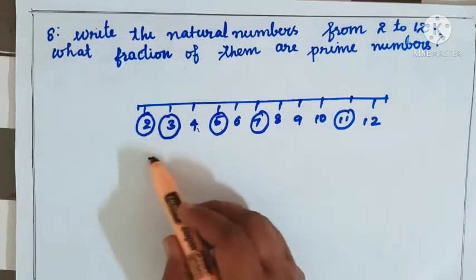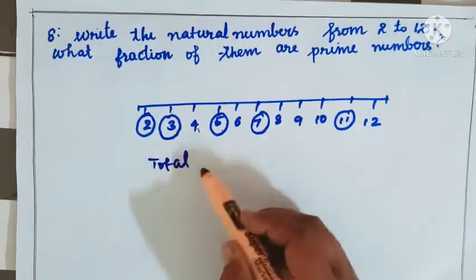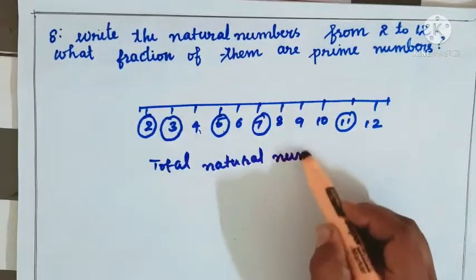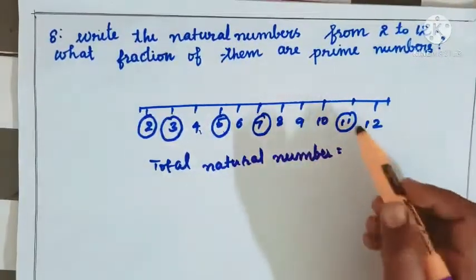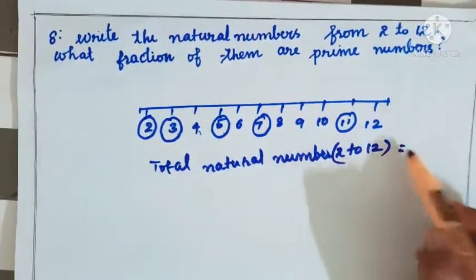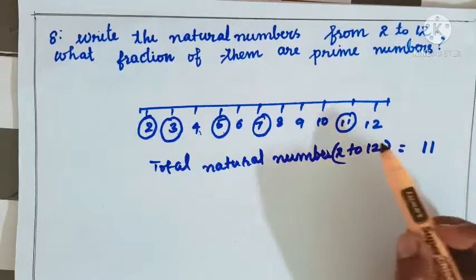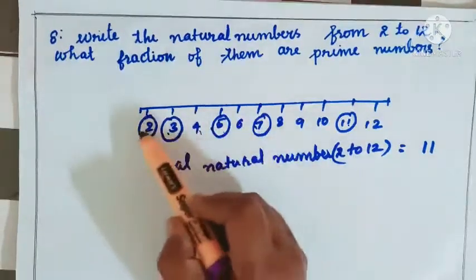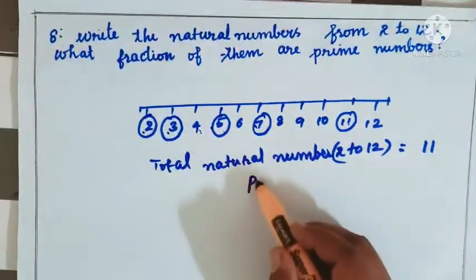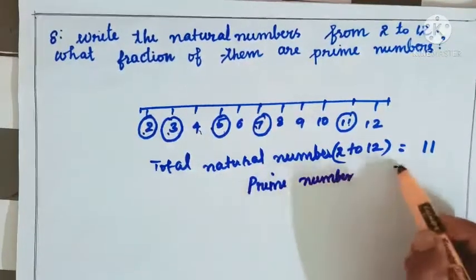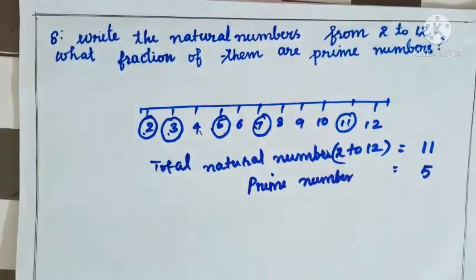So total natural numbers, first you have to write that. That is equal to how much? From 2 to 12, how many numbers are there? 11 numbers are there. Okay. Then in that, how many prime numbers are there? 1, 2, 3, 4, 5. So prime numbers is equal to 5, isn't it?